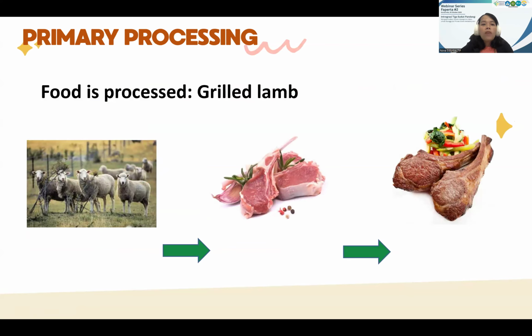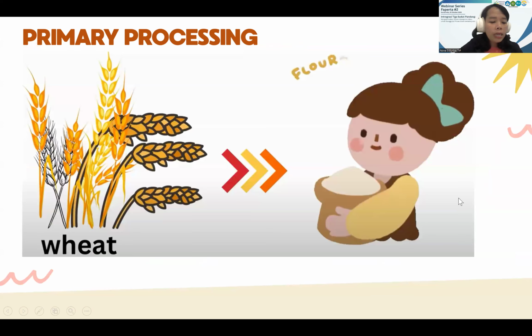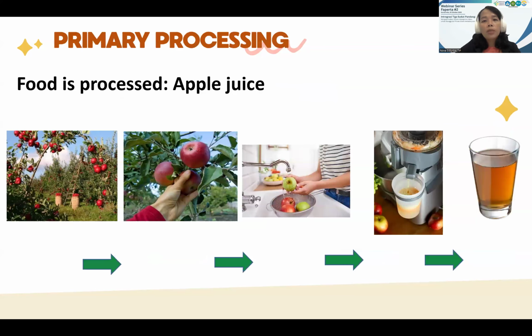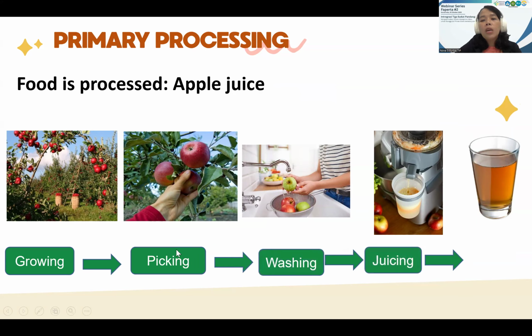What we have done at home, for example, we grill the lamb meat, and then it becomes grilling like this. Another one is the milling of the wheat into flour as an example of food primary process. And what else? For example, we grow the apple, we pick the apple, we wash it, and we blend it, make it a juice, and it becomes apple juice.